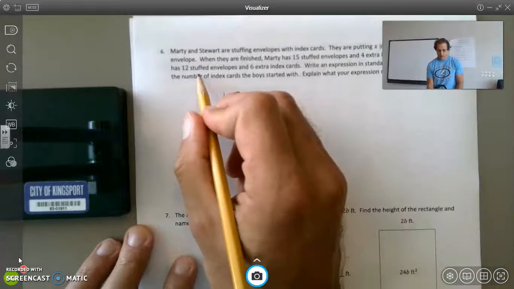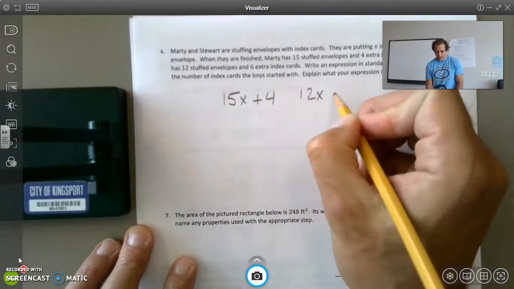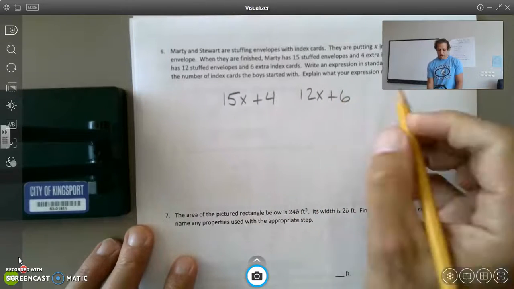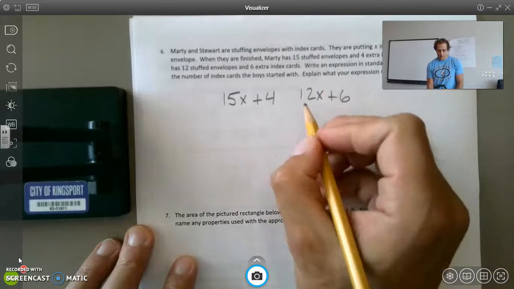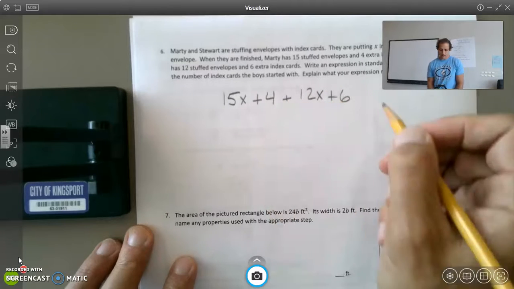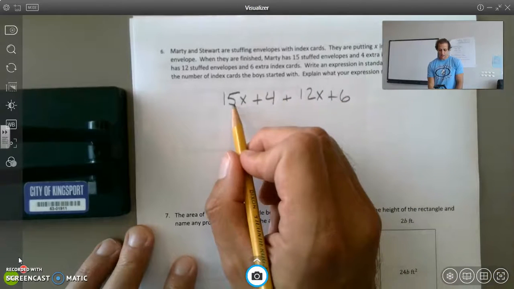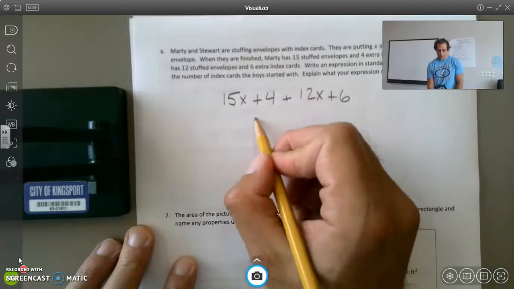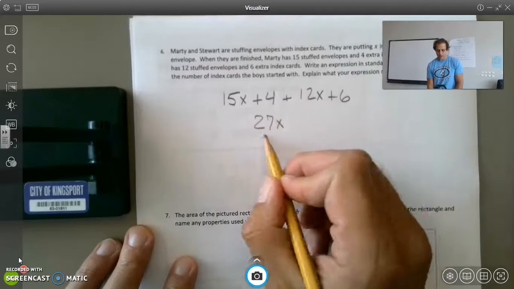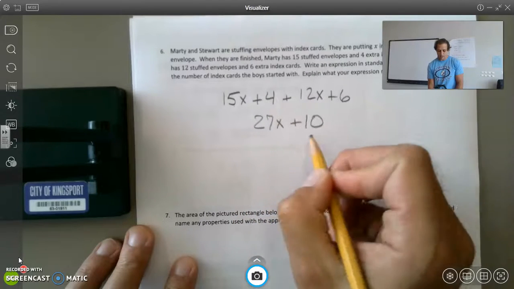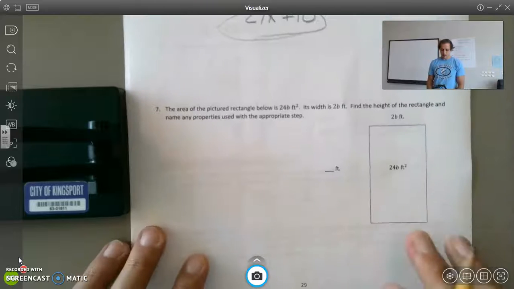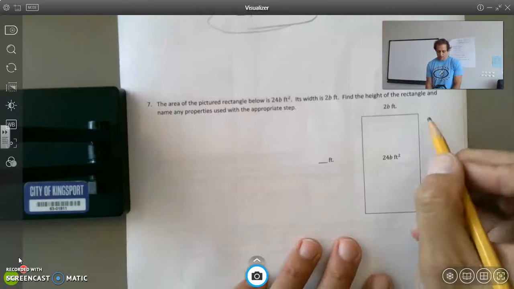Stuart, 12 stuffed envelopes and 6 left over. I need to write an expression that represents the total number of index cards. Well, that would be the 15 envelopes and the 12 envelopes, so 27x, the 27 envelopes, plus an additional 10 cards.